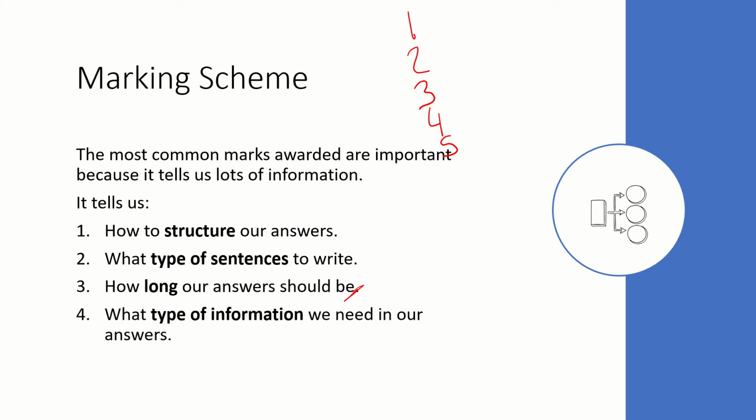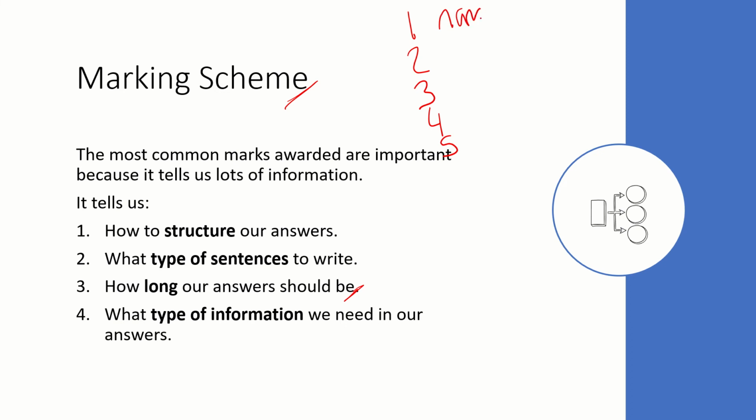Fourthly, it also tells us what type of information we need in our answers. So it tells us if we need to refer to evidence, give examples, if we need to explain or fully develop our answers. And that's going to be really important. To go back to number 1 here, how to structure our answers. The biggest takeaway we can take from this marking scheme is how we need to structure our answers in junior cycle geography.